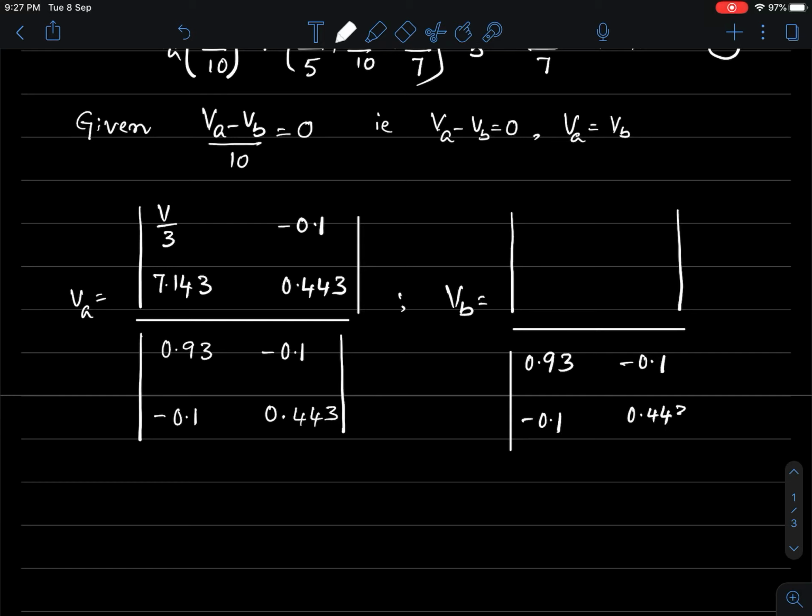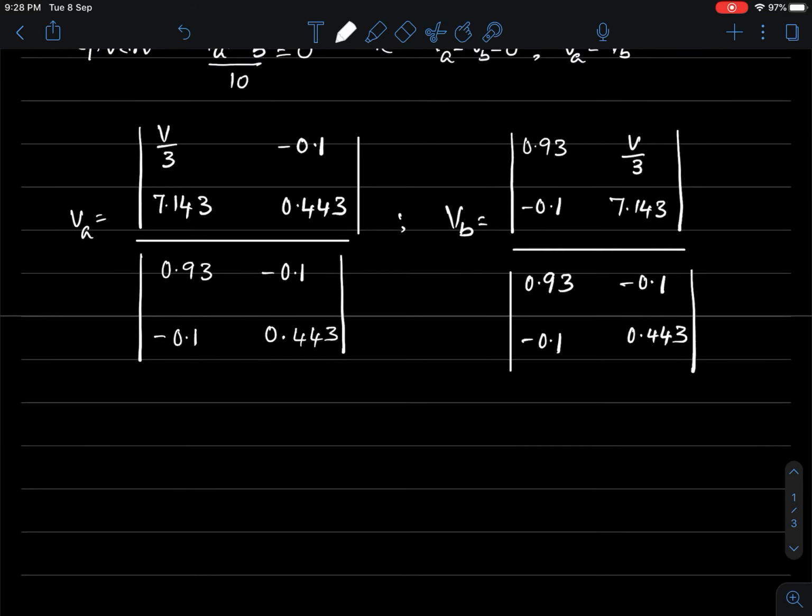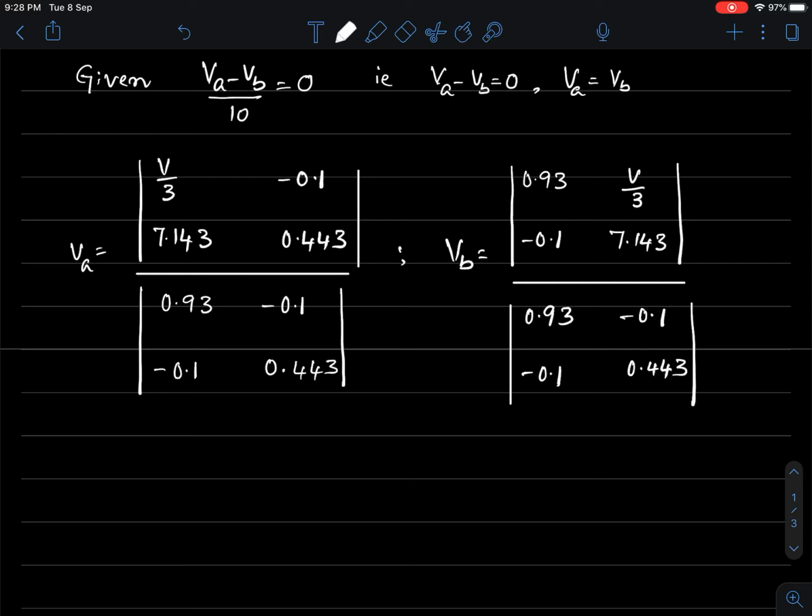In fact, we are not interested in evaluation of delta. I'm writing it because you need to understand these things. Otherwise, we need not bother about these things. This is 0.93, this is minus 0.1. Now, the second column is replaced by V by 3 and 7.143. So, this is how we get the expression for VA and VB. Of course, we cannot evaluate VA and VB because V is not known to us. That is what is to be determined, right? So these are the two things that we have.